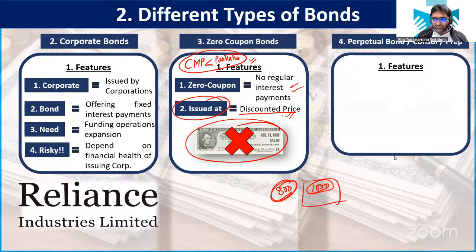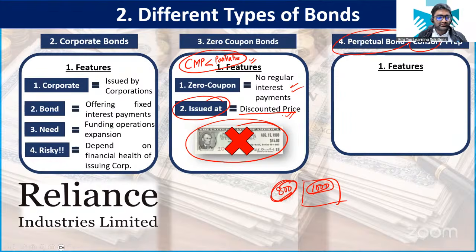Now moving ahead, we have the perpetual bond. Do you all remember what is perpetual bond? Okay, we'll talk about debentures in detail. For now, you can think that corporate bonds and debentures are almost the same thing, right? So here perpetual bond is nothing but there is no maturity. It is also called consol.